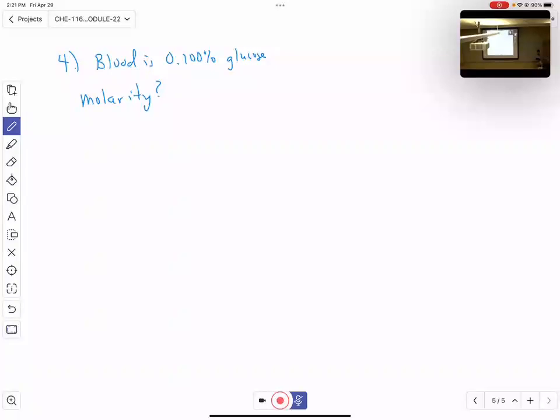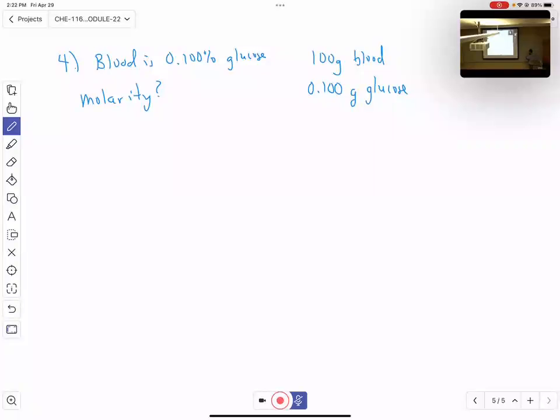So for question 4 on the practice exam, it tells us that glucose is a concentration in the blood that's typically 0.1% glucose, which means that in 100 grams of blood, 0.1% of that's going to be glucose. So basically we're going to have 0.1 grams of glucose, so 100 milligrams of glucose in 100 grams of blood. Based on that, what is the molar concentration of glucose in the blood?